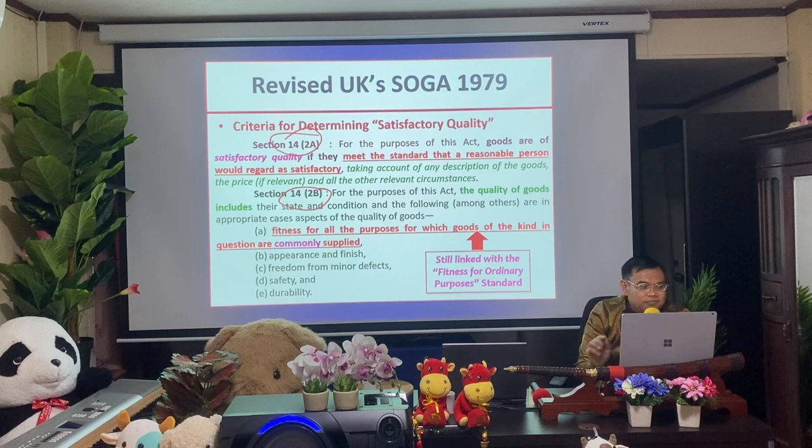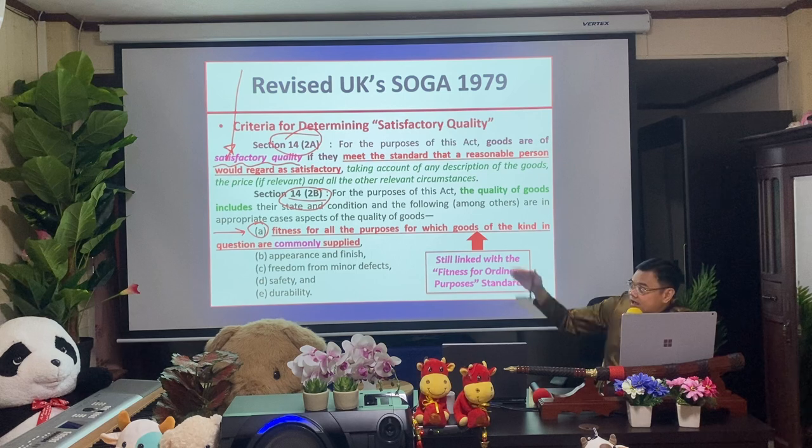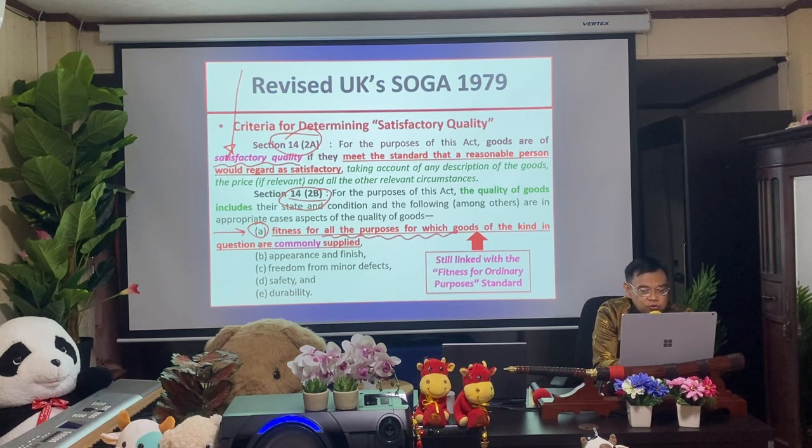14.2a requires the goods to be of satisfactory quality, and 14.2b gives an elaboration upon the satisfactory quality. It says that in order to determine whether or not goods are of satisfactory quality, we have to consider the factors listed in 14.2b, and if you look at factor A here, among others, the Act says the goods will have to be fit for all the purposes for which goods of the kind in question are commonly supplied.